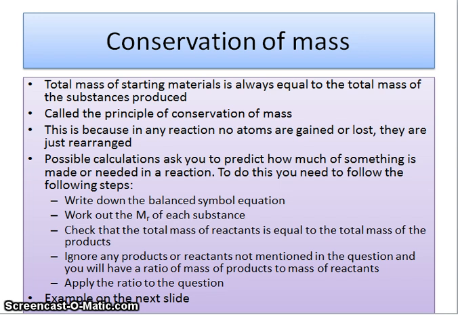Possible calculations ask you to predict how much of something is made or needed in a reaction. To do this you need to follow these steps. First of all, write down the balanced symbol equation. Then work out the mass of each substance. Check the total mass of reactants is equal to the total mass of the products. Ignore any products or reactants not mentioned in the question, and you will have a ratio of mass of products to mass of reactants. Then apply the ratio to the question.